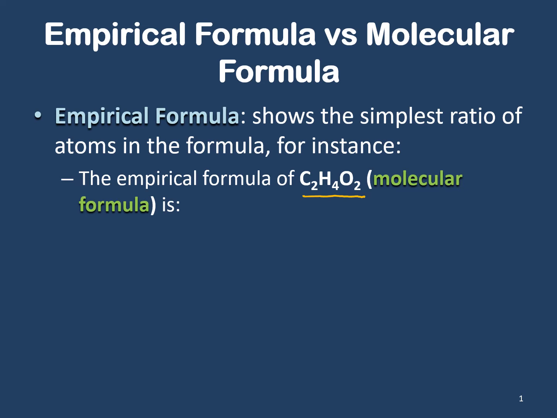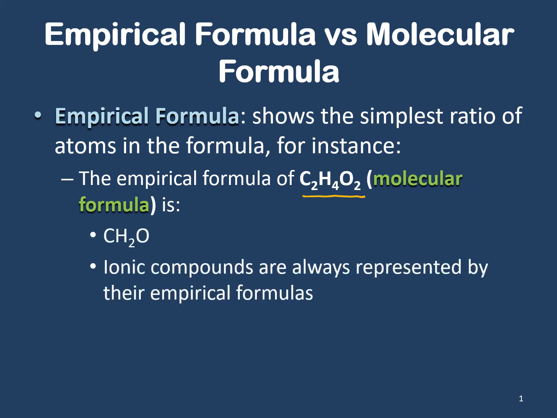However, the empirical formula of this compound would be the simplest ratio of elements to one another in the compound, or in other words, CH2O, because we can divide all these by 2 to give us this formula. This formula is known as the empirical formula. All ionic compounds are always represented by their empirical formulas, and that's why we always go to the lowest ratio of elements to each other, or ions to each other, in the ionic compound.